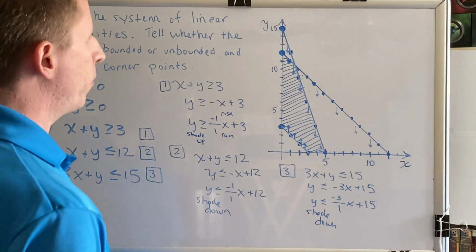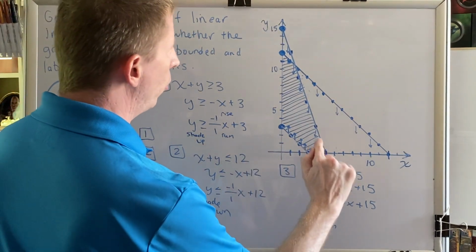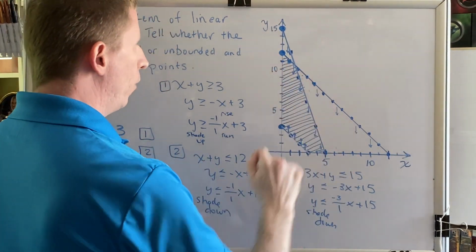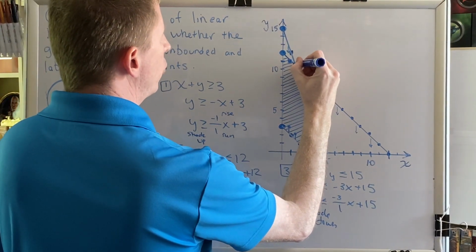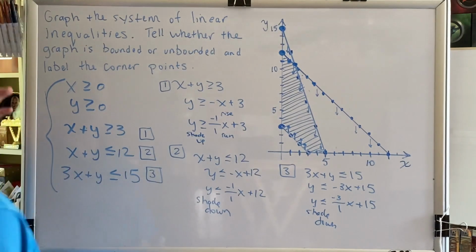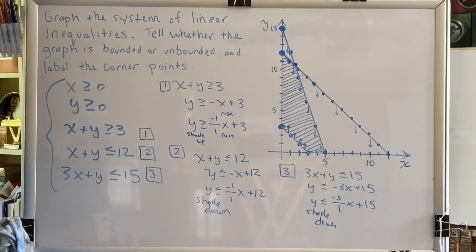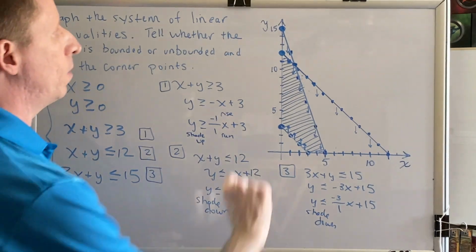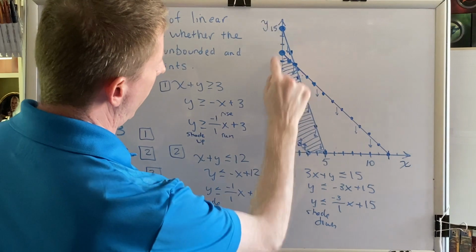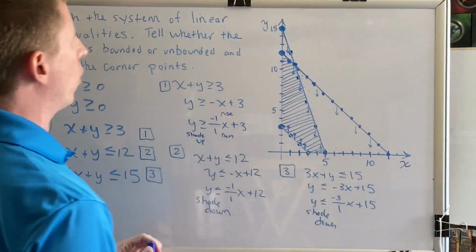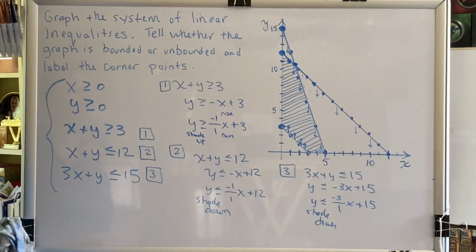Okay, this is a shape with 5 sides, 1, 2, 3, 4, 5, which means it also has 5 corners. Now, part of the instructions for our problem say we need to graph the system, which we have done, tell whether the system is bounded or unbounded. It is bounded because we can draw a circle around our solution region. This 5-sided shape can fit within a circle, and label the corner points.